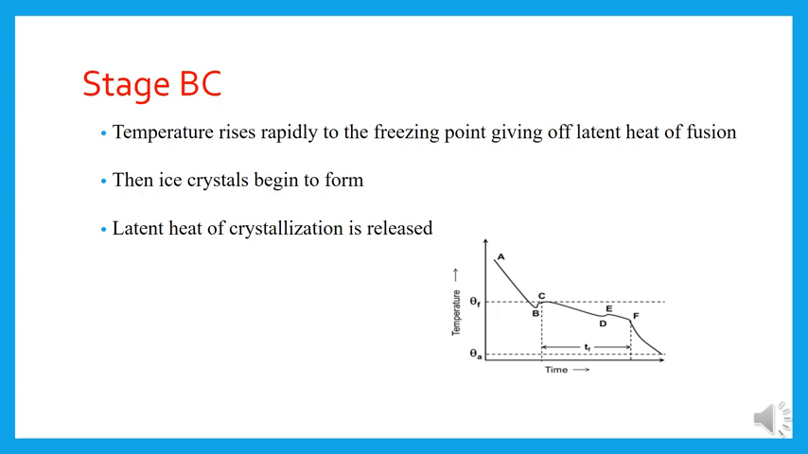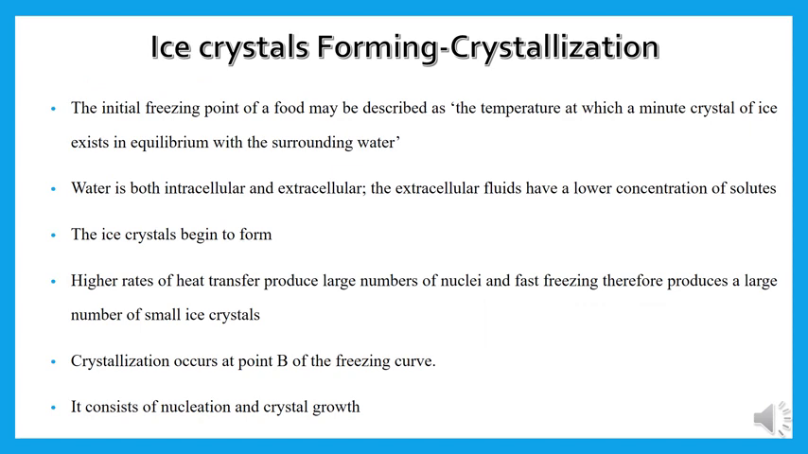This is the important portion: after supercooling there will be the formation of ice crystals, that is crystallization. So, ice crystal forming or crystallization. The initial freezing point of a food is the temperature at which a minute crystal of ice exists in equilibrium with the surrounding water. Water is both intracellular and extracellular, so there will be a difference in concentration of solutes. Ice crystals begin to form from that point.